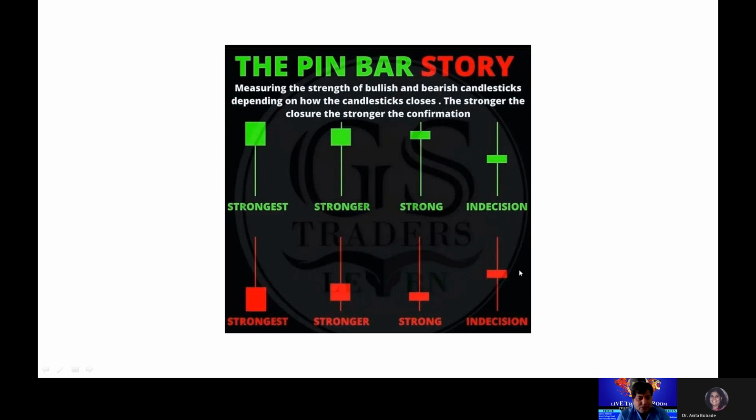What do you mean by a pin bar? It's very simple. It is a depiction of a hammer type of candle which closes down to this indecisive candle. I might be reading out some of the things. You do not have to concentrate much on the reading, but concentrate more on the graphical patterns that they represent.